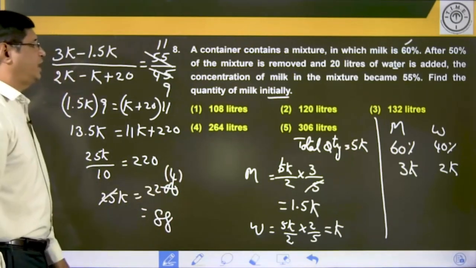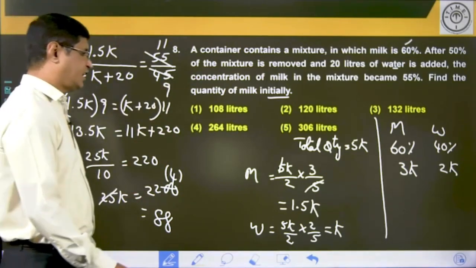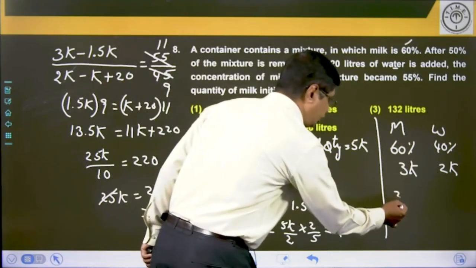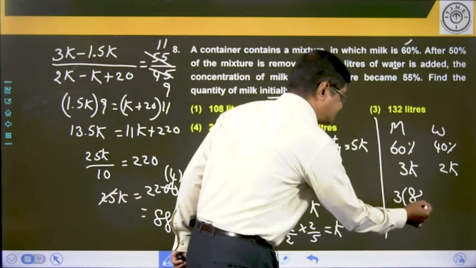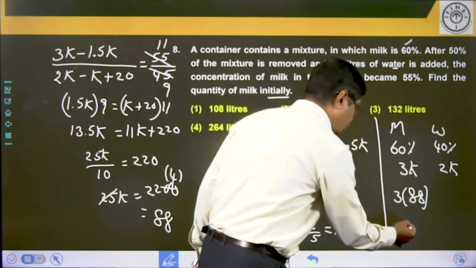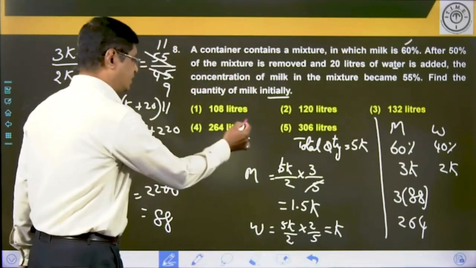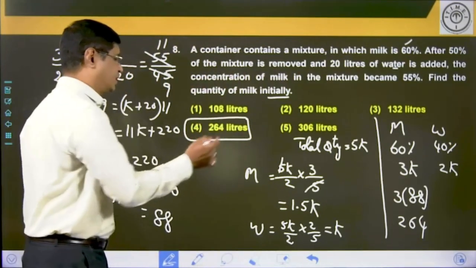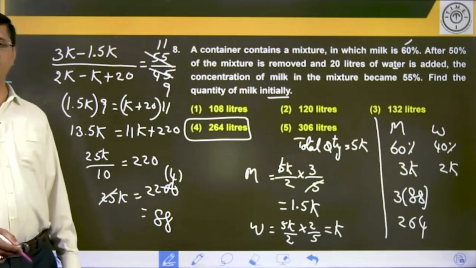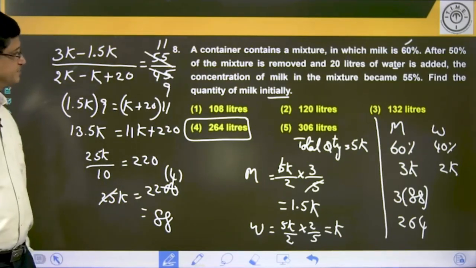When K is equal to 88, milk initially means 3K. 3K means 3 into 88. 3 into 80, 240 plus 24, that is 264 liters. Right choice, option number 4. Choice 4 is the correct answer. Okay. Am I clear? Right.